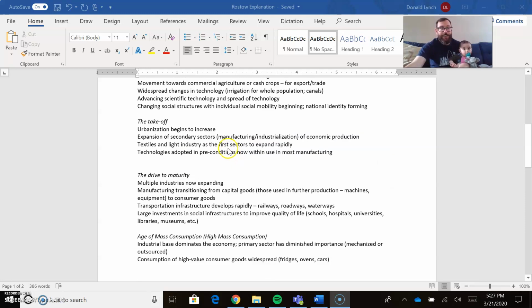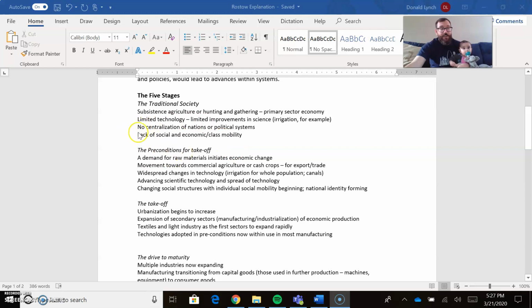And in different parts of the world. So when we see colonization occurring in Southeast Asia and Africa, that's really where we move from traditional societies into the preconditions for takeoff for those countries.